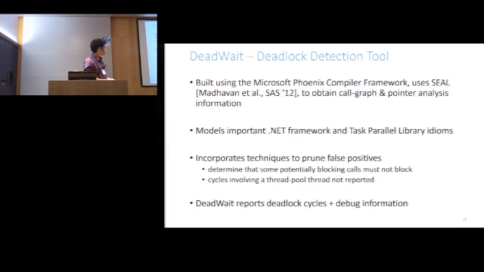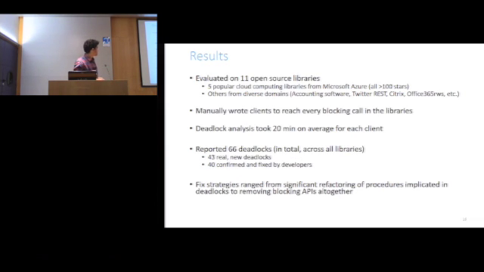Finally, Deadweight reports deadlock cycles and debug information. The debug information includes abstractions of paths to blocking and signaling procedures, and also a graphical representation of the CSG. So we evaluated it on 11 open source libraries. 5 of them are from the Microsoft Azure repositories on GitHub. All of them are quite popular with more than 100 stars, and some of them with over 500 stars. So the point here is that they were mature libraries. And the others came from diverse domains, including an accounting software and the Office 365 reporting web service, etc.